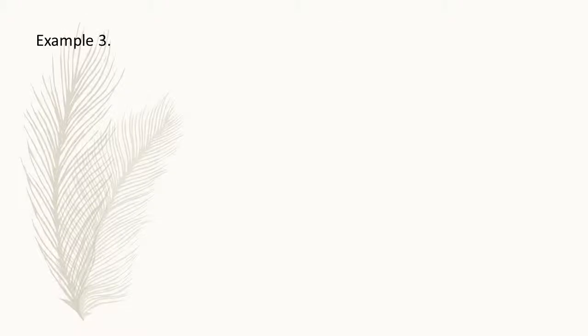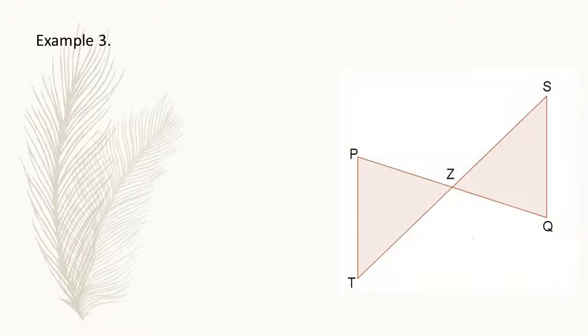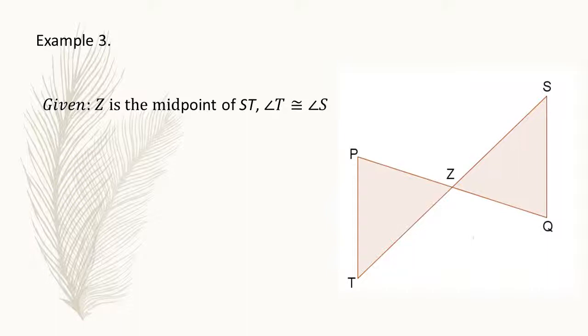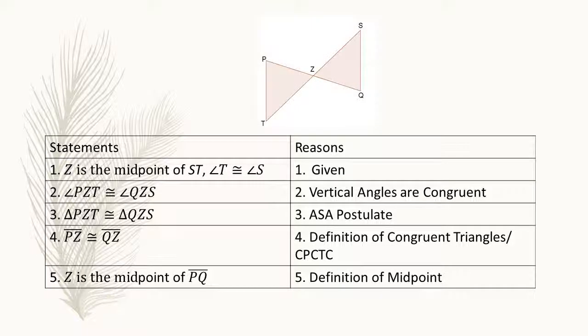For the last example, we have this polygon with a given Z is the midpoint of ST and angle T is congruent to angle S. We must prove that Z is the midpoint of PQ. To prove that, we have the illustration and the two-column proof.